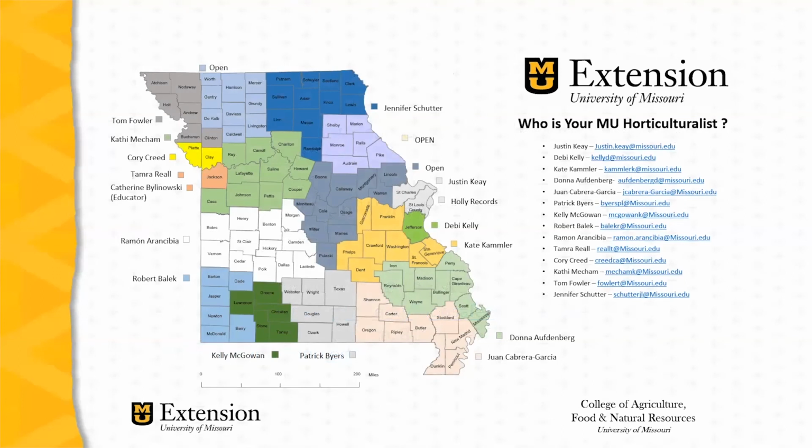Remember that if you have any questions related to produce food safety, feel free to reach out to the horticulture field specialist that is assigned to your county. Find your county of residence and find the appropriate specialist. If you live in a county that doesn't have an assigned specialist, reach out to the one that's closest to you. They'll be happy to help.